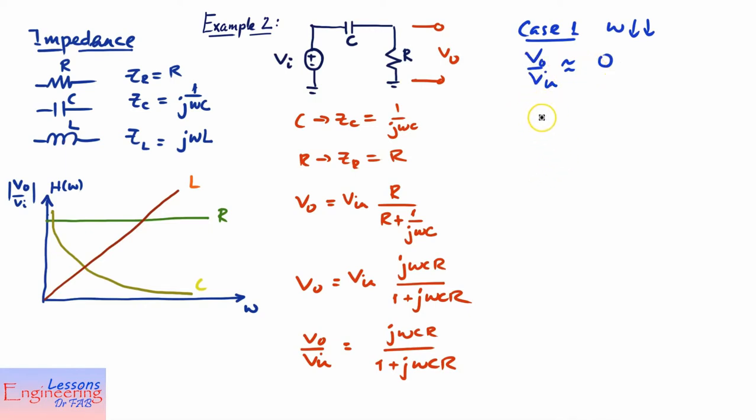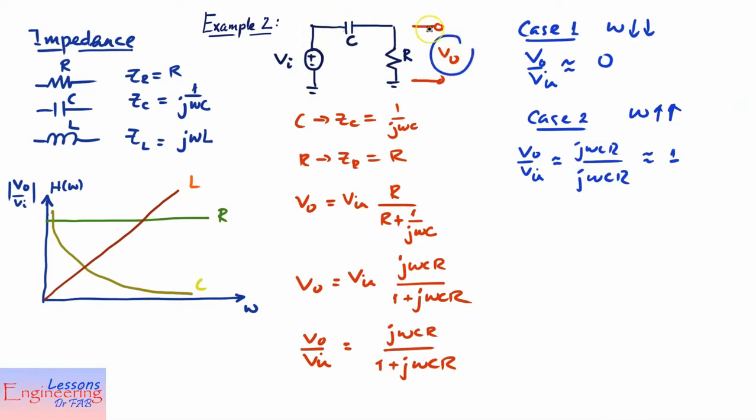And case 2. Now what happens when omega is very high? For high frequency, adding 1 to an already very high number is meaningless. So V out over V in almost equals j omega CR over j omega CR. You could also look at it this way: at higher frequency the capacitor is acting as a short circuit. Therefore the voltage output is almost similar to the voltage input.